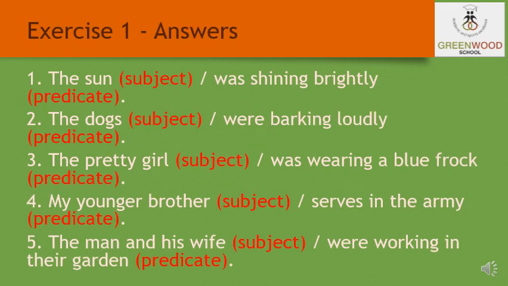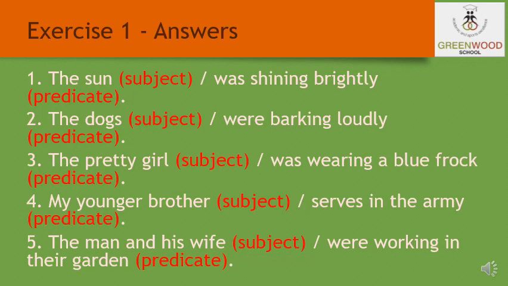Let's check your answers. The first one. Who is the subject over here? Yes, the sun. And the remaining information is your predicate. Second one. The dogs were barking loudly. Who is the subject? The dogs. And the remaining information is your predicate. The pretty girl was wearing a blue frock. The pretty girl is your subject and was wearing a blue frock is your predicate.